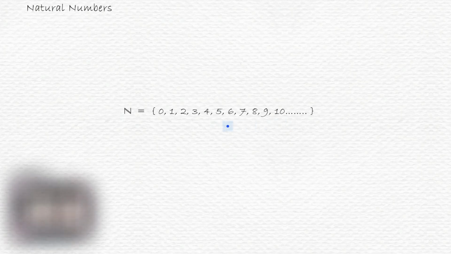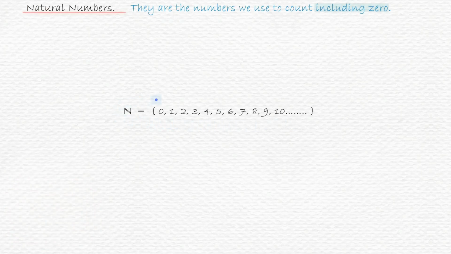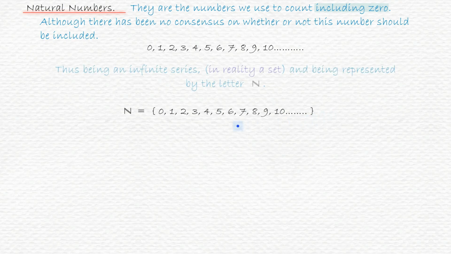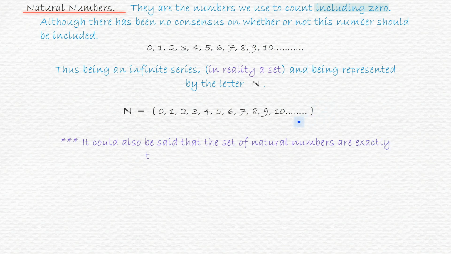Natural numbers. They are the numbers we use to count, including 0, although there has been no consensus on whether or not this number should be included. Thus being an infinite series, in reality a set, and being represented by the letter N. It could also be said that the set of natural numbers are exactly the same as the positive integers.